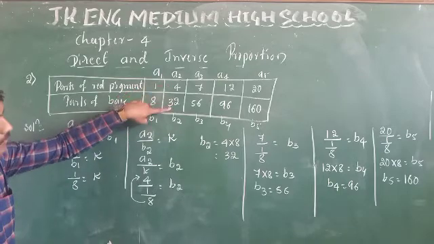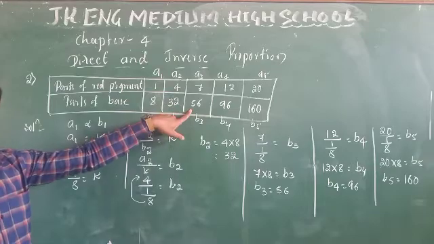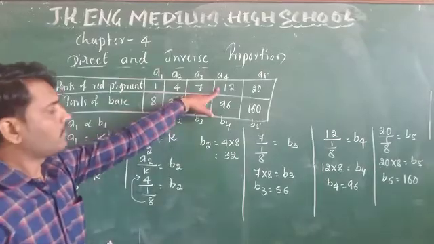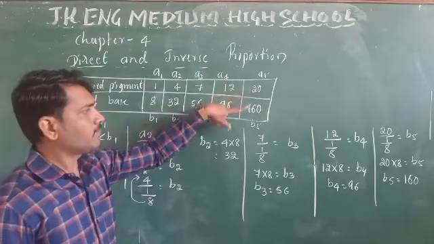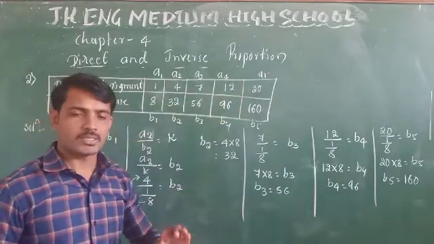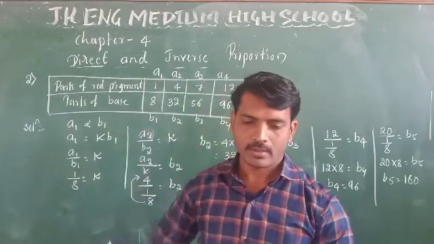Understanding? So for 1 ml we have to add 8 ml. For 4 ml we have to add 32 ml. For 7 ml we have to add 56 ml. For 12 ml we have to add 96. For 20 ml we have to add 160 to get the color. Understanding, children? Okay, let us answer.